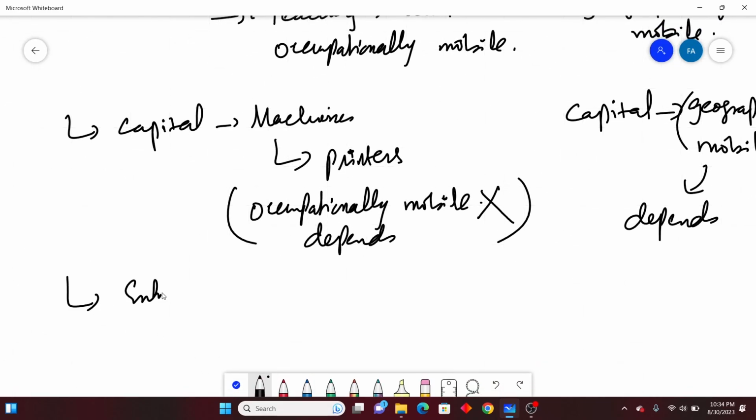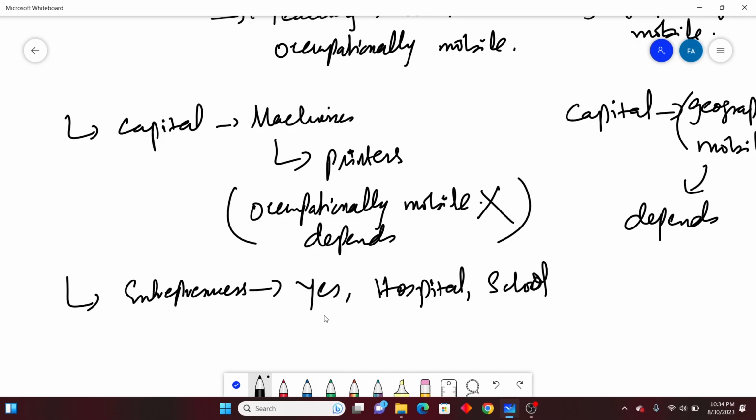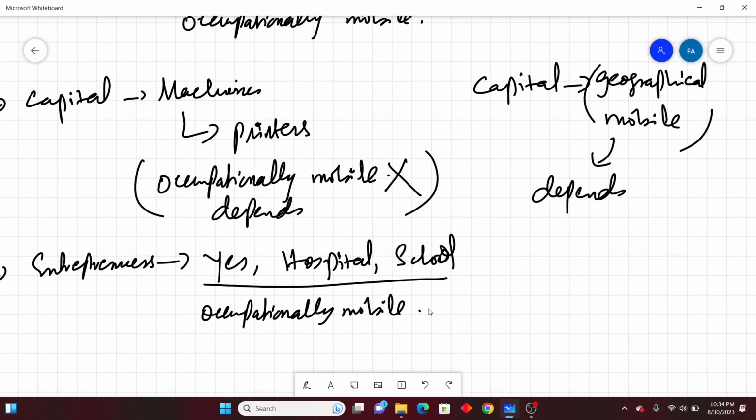If we talk about entrepreneurs, can they be occupationally mobile? Yes, they are occupationally mobile. Maybe today I start a hospital, and tomorrow I could open a school. So that's very important, and that's very easy. We will talk about geographical mobility shortly, but occupationally it is mobile. And I have given you the logic that there are certain occupations which can be switched between by entrepreneurs.